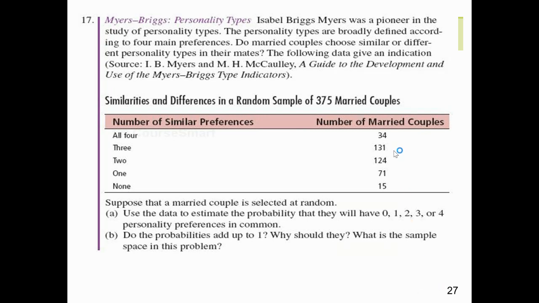Well, the probability that you pick a random couple and they have all 4 similarities would be favorable, frequency would be 34 out of a total of 375. 34 over 375. For 3 similar traits, it'd be 131 over 375. 2 would be 124 out of 375. Not saying they're equally likely, but I'm basing it upon past experience. It happened a certain percentage of time in the past, it'll happen the same percentage of times in the future.